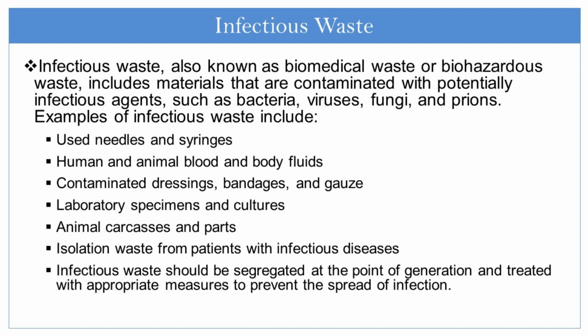So let's look at the infectious waste. Now we go through them one by one. Infectious waste, which is also known as biomedical waste or biohazardous waste, there are different names given to it. The simplest one is infectious waste. That includes material that is contaminated with potentially infectious agents such as bacteria, viruses, fungi, prions. And as we discussed, there can be a number of examples for them: needles, syringes, animal blood or body fluids, human blood or body fluids, contaminated dressings, bandages, and gauze pieces. Laboratory specimens and cultures, animal carcasses and parts that come from the experimental labs. Isolation waste from patients with infectious disease within the isolation wards, and we have gone through COVID.